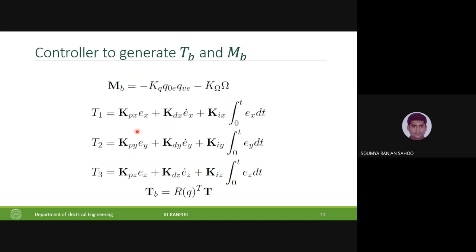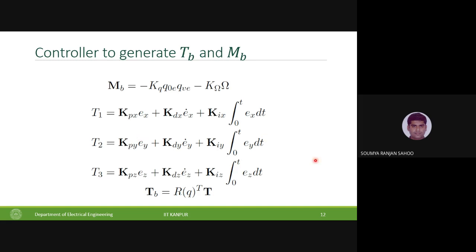Okay, let's move on. Now that we have the dynamics of the quad and the control allocation map for the quad, we need to come up with controllers. The controllers have to give me TB and MB. So once I get my TB and MB, then I can use this TB and MB to compute my rotor speeds and rotor angles. And once I compute my rotor speeds and rotor angles, the quad will realize whatever it has been commanded for.